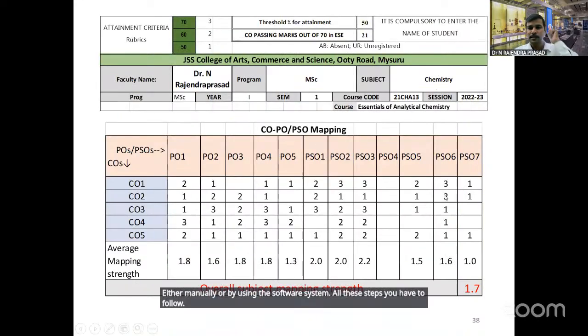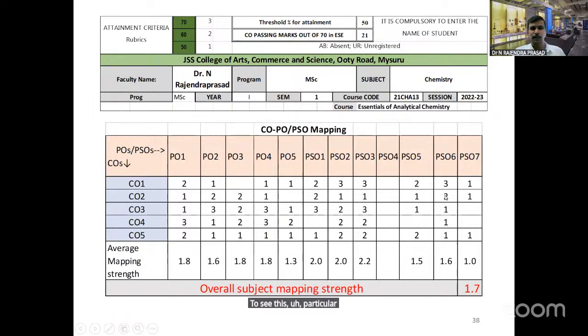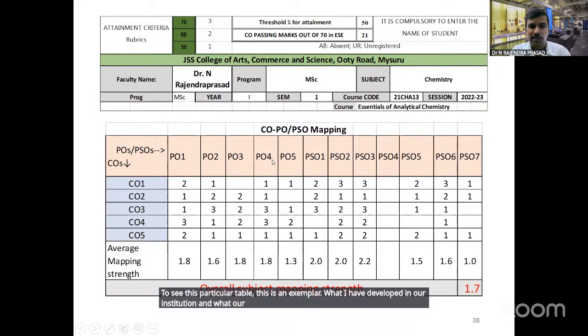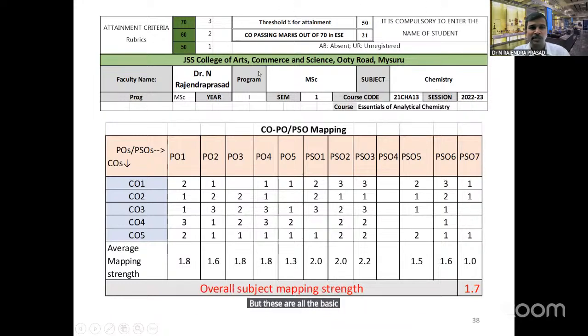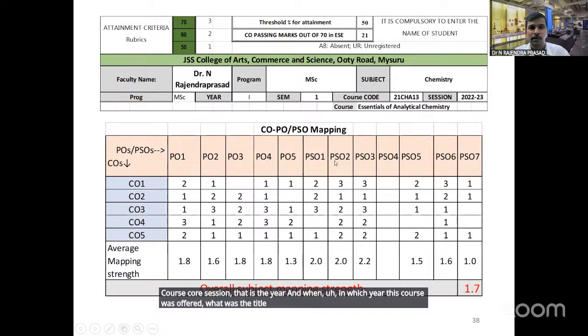You see this particular table, this is an exemplar. What I have developed in our institution, and what our institute is following, is this mapping strategy. These are all the basic details. You see the faculty name, program, subject, course code, session, that is the year in which this course was offered, and what was the title of the course, right?